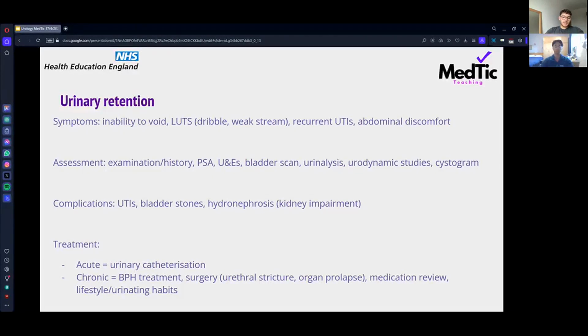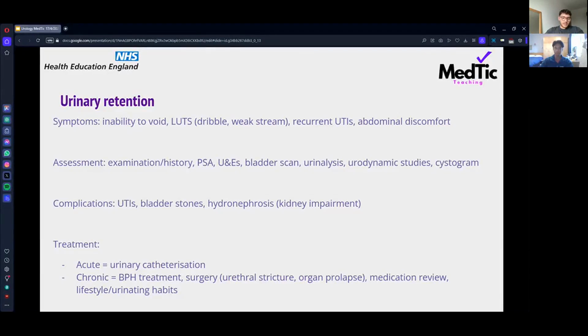PSA in a male, and again we'll come on to the uses of that and when it is potentially not as useful. UNEs, because obviously you could get hydronephrosis, so kidney impairment, so backflow of urine into the kidneys. Bladder scan, really useful for actually diagnosing urinary retention. And then urine analysis, looking for stuff like blood, looking for infective markers, and then more secondary investigations like urodynamic studies and cystograms.